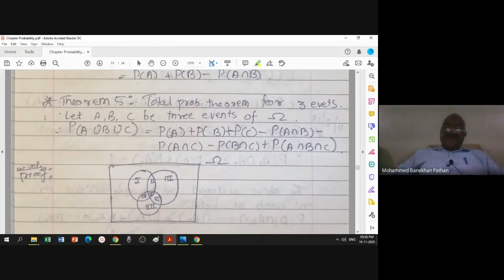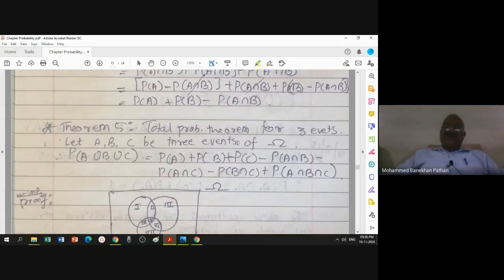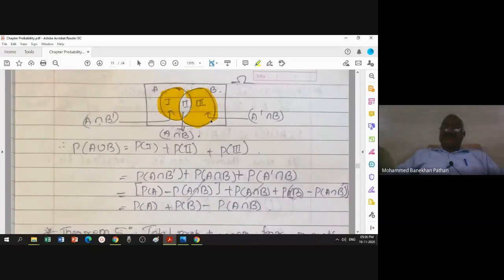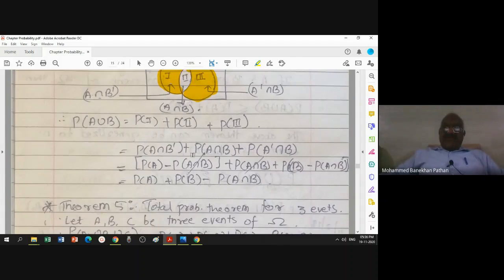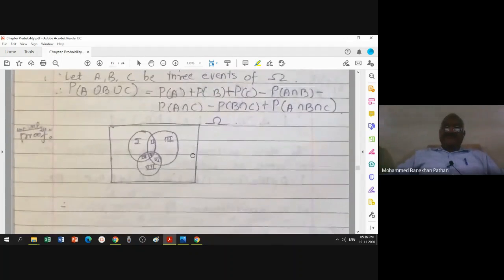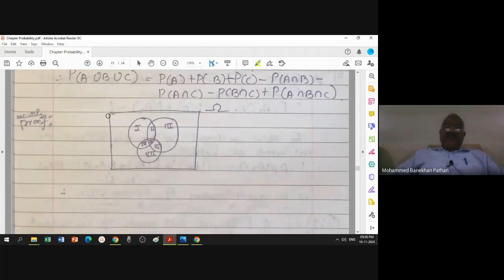You can easily prove this by the similar guideline of 2 events. Draw the Venn diagram. Divide the Venn diagram into different disjoint parts and then write probability of union as probability of addition of disjoint parts. See how the Venn diagram looks. This is my entire sample space.